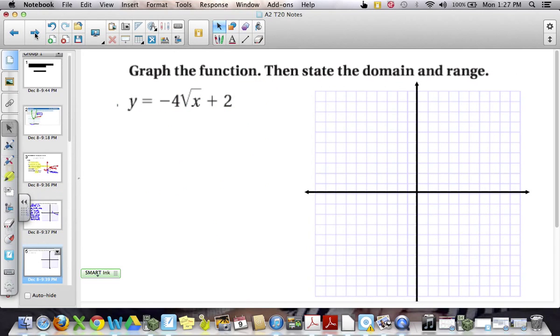All right, here's the next example. Why don't you try it? Pause the video. Once you have your answer, then you can restart and see if you got it correctly.